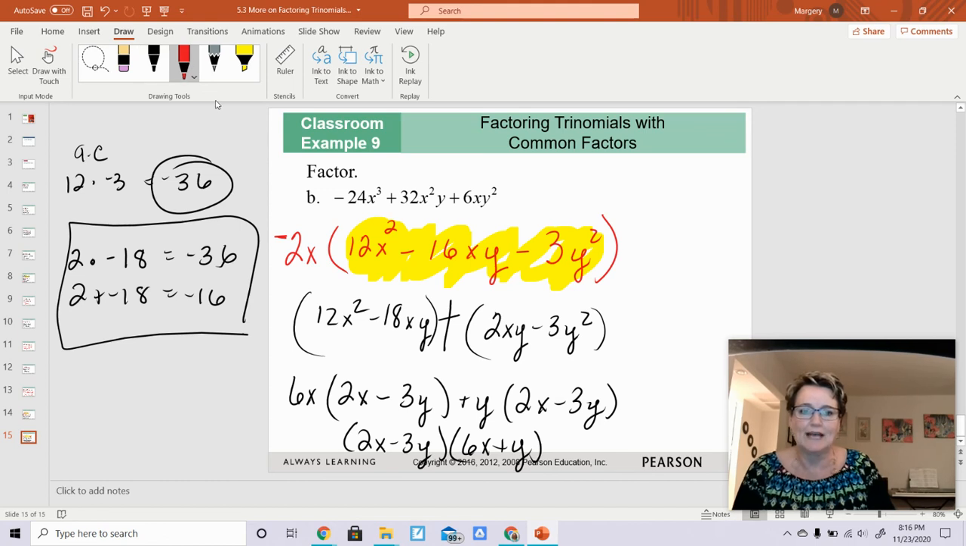Don't forget, you took out a negative 2x. You got to add that to your problem. And you're done.